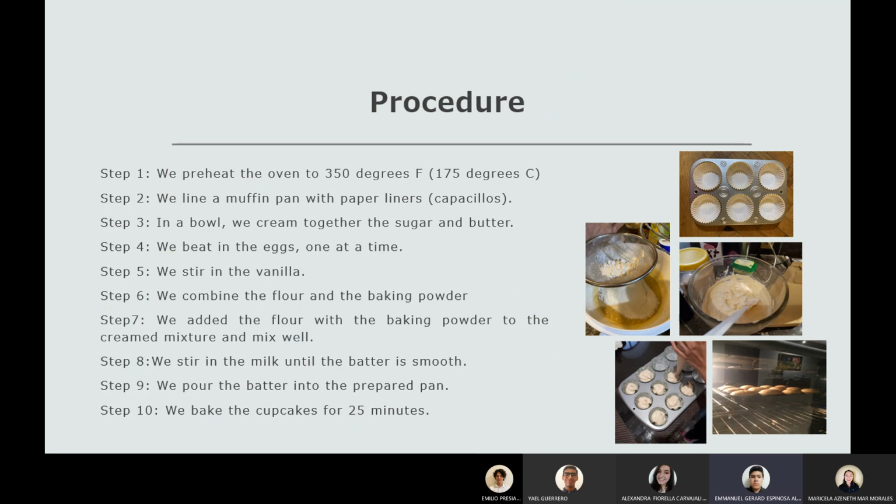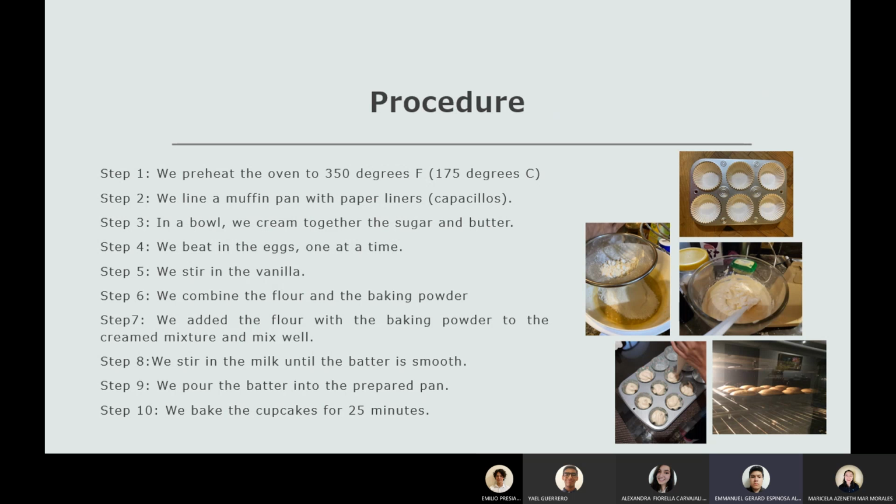Procedure. Step 1. We preheat the oven to 350 degrees Fahrenheit, 175 degrees centigrade. Step 2. We line a muffin pan with paper liners, capacillos. Step 3. In a bowl, we cream together the sugar and the butter. Step 4, we beat in the eggs one at a time. Step 5, we stir in the vanilla. Step 6, we combine the flour and the baking powder. Step 7, we add the flour with the baking powder to the cream mixture and mix well.